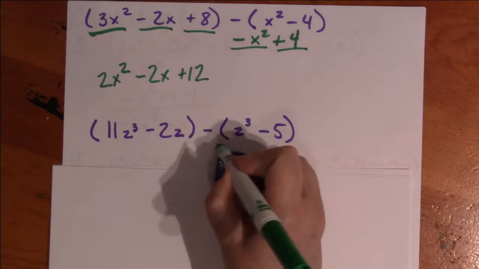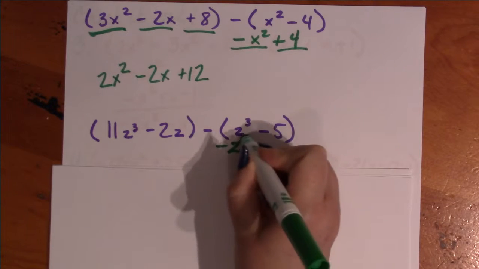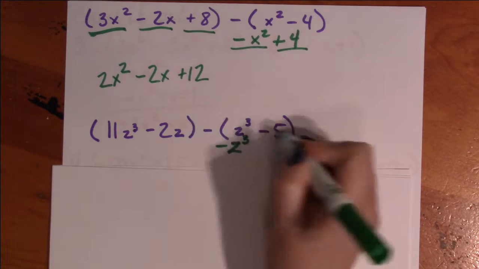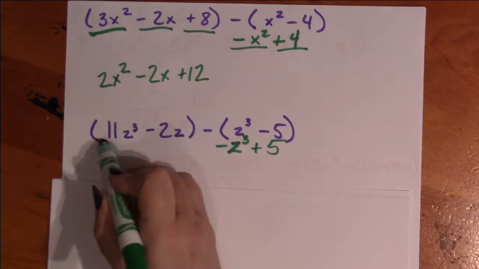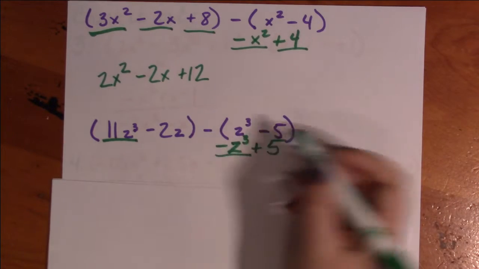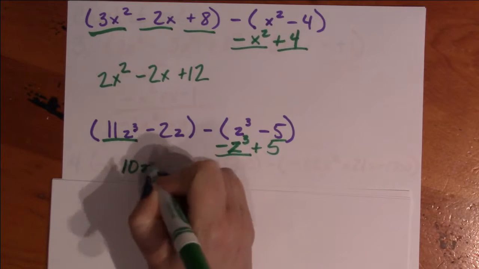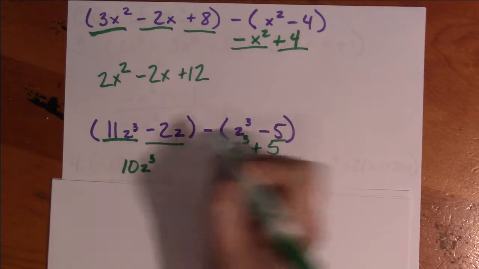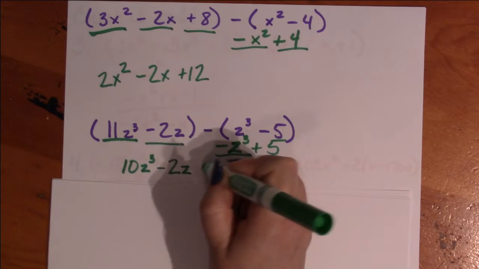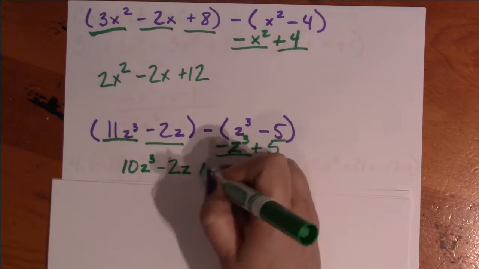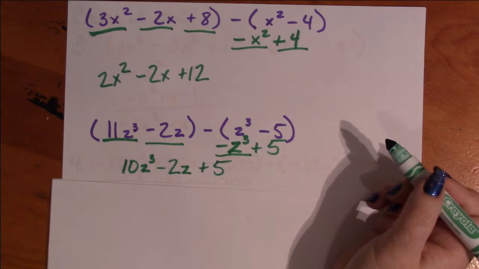And finally, this is a negative z cubed and plus 5. So we have 11 minus 1 is 10z cubed, and negative 2z is it, and plus 5 is our only constant.